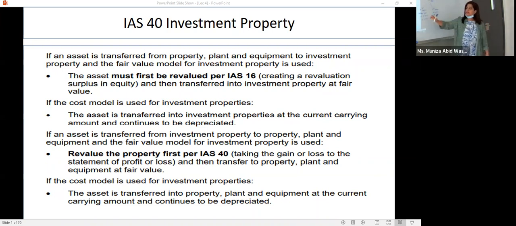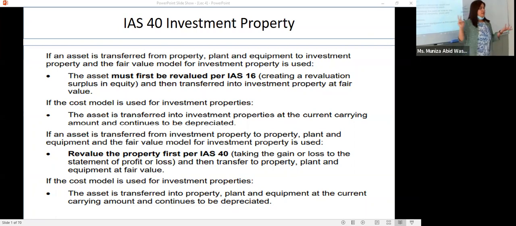Now, what is the other case? If you are shifting your asset from PPE, IAS 16, to IAS 40, but under investment properties the cost model is being used, then what do you have to do? What do you think? And where would the difference be? If the fair value model is being used, there is no depreciation. But if the cost model is being used, there must be depreciation. So this is what they are now telling you.